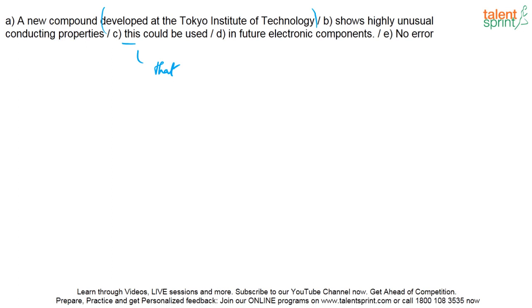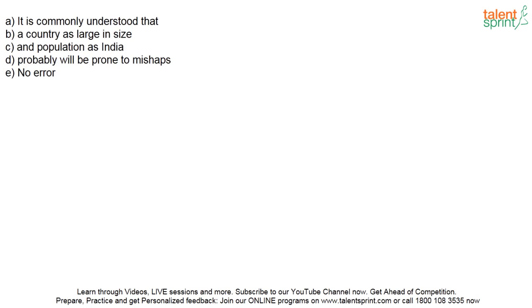No, I mean, highly is just an adverb, right? Highly unusual conducting properties, yeah. How unusual? Highly unusual. That's fine. So the error is in C. Yes. A new compound developed at the Tokyo Institute of Technology shows highly unusual conducting properties that could be used in future electronic components. That's about it.